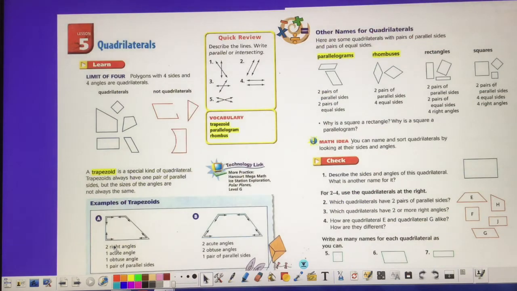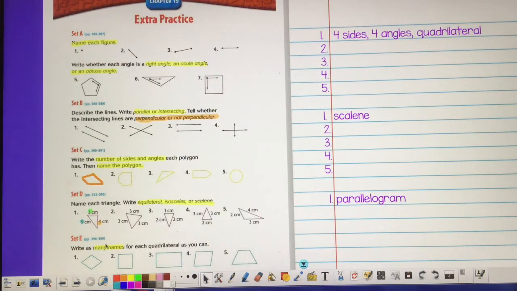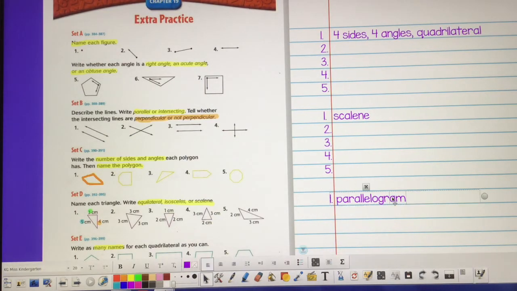It is a parallelogram. Okay, what about a rhombus? It is 2 pairs of parallel sides with 4 equal sides. Is it equal sides? Let's go back and take a look. I'm thinking it does, right? So then after parallelogram, I'm going to write a rhombus.